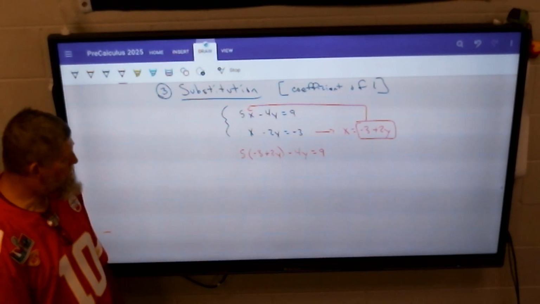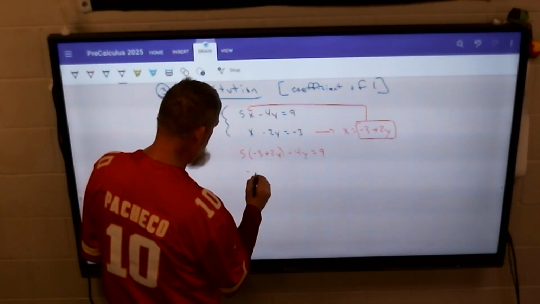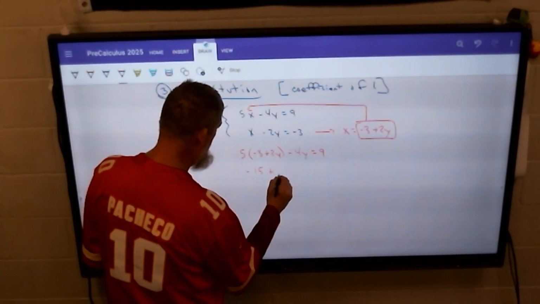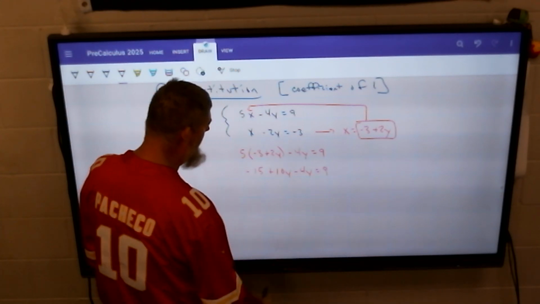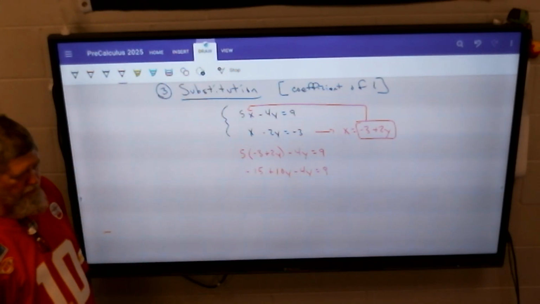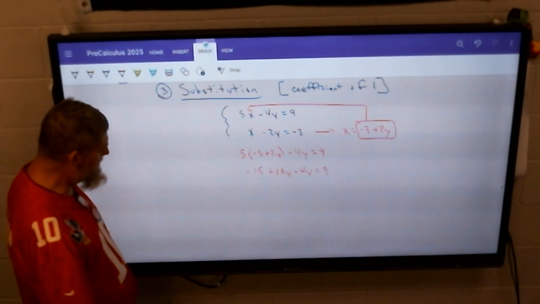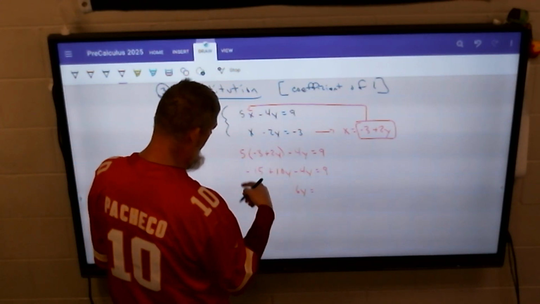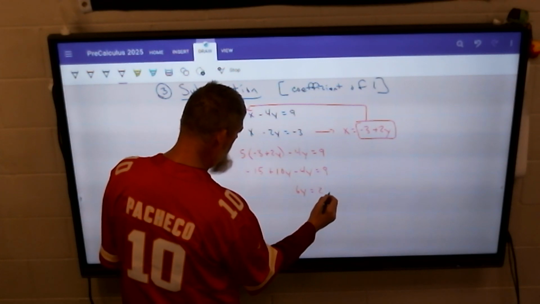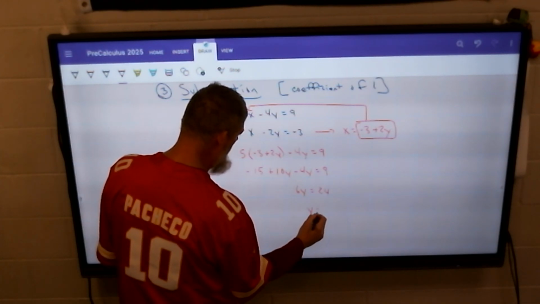I would distribute, and then whatever method you want to use to solve, use your algebra skills. We're going to get 10y minus 4y is 6y. Add 15 to both sides. So we end up with y equals 4.